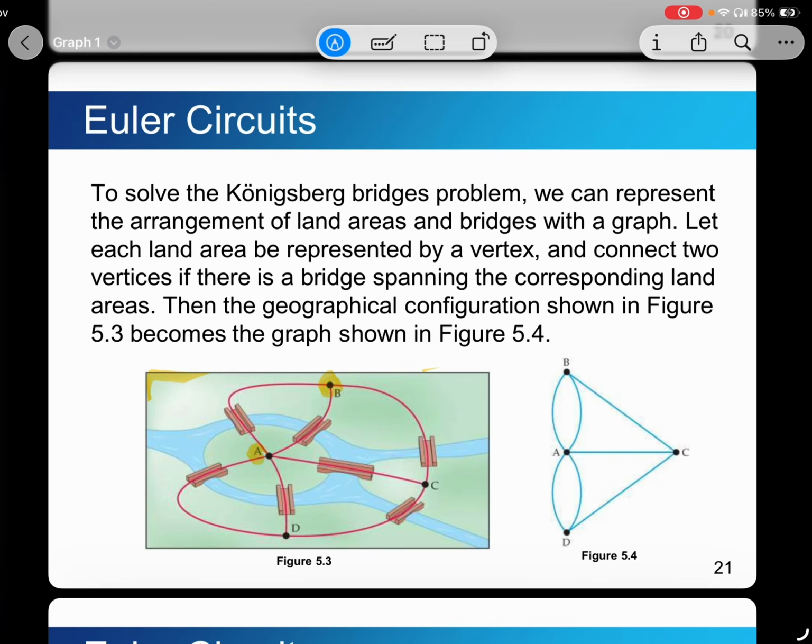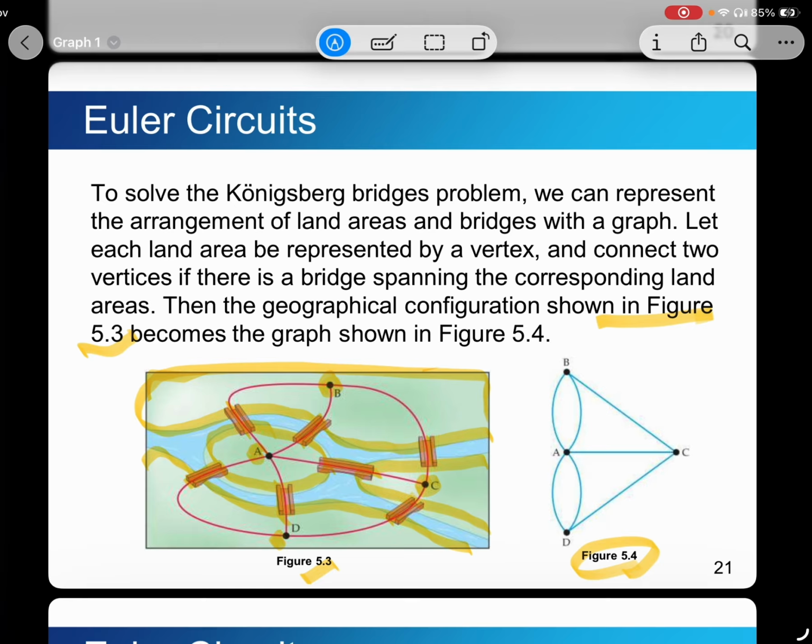So here are our vertices. And connect two vertices with a bridge spanning the corresponding land areas. So here are our bridges, and here are the lands, which have each vertex. Then the geographic configuration shown in figure 5.3 becomes the graph shown in figure 5.4.